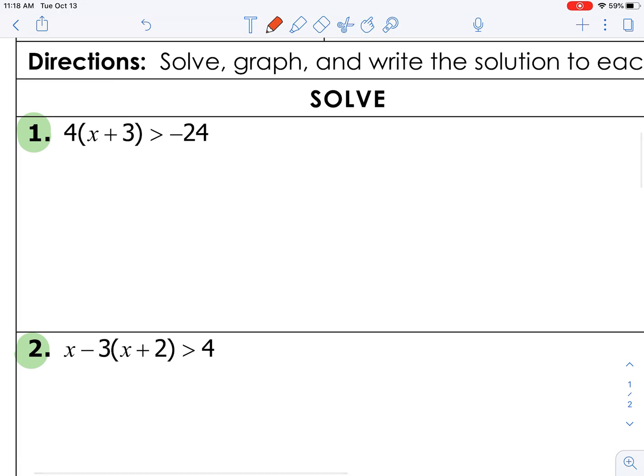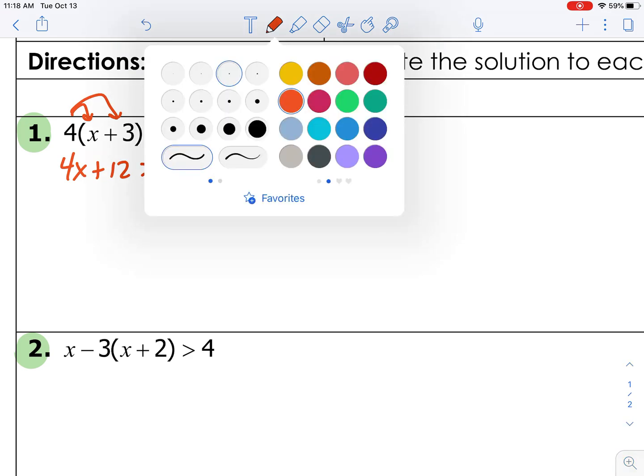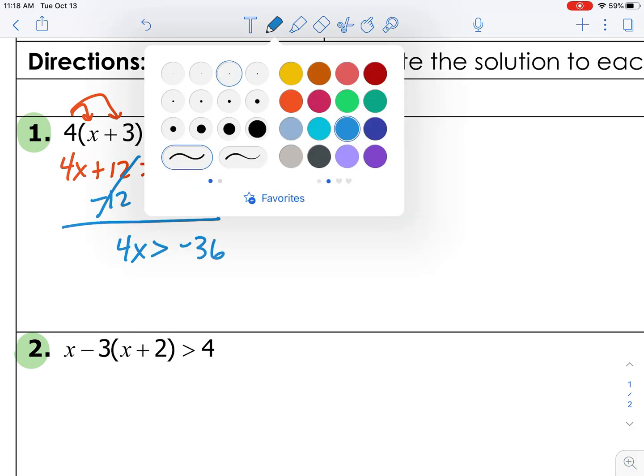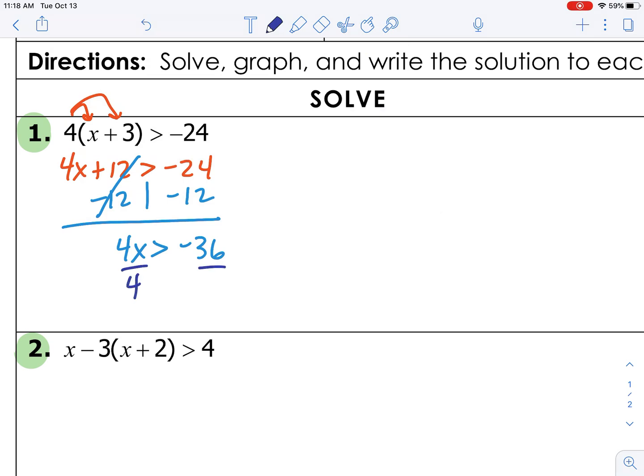Coming back down here, we're going to solve this problem like we've been solving equations all semester. 4 times x is 4x. 4 times 3 is 12. From here, we're going to continue solving like we have all semester long. We're going to subtract 12 from both sides. Now we have 4x, because 12 cancels, is greater than negative 36. Then we'll divide both sides by 4, so x is greater than negative 9.